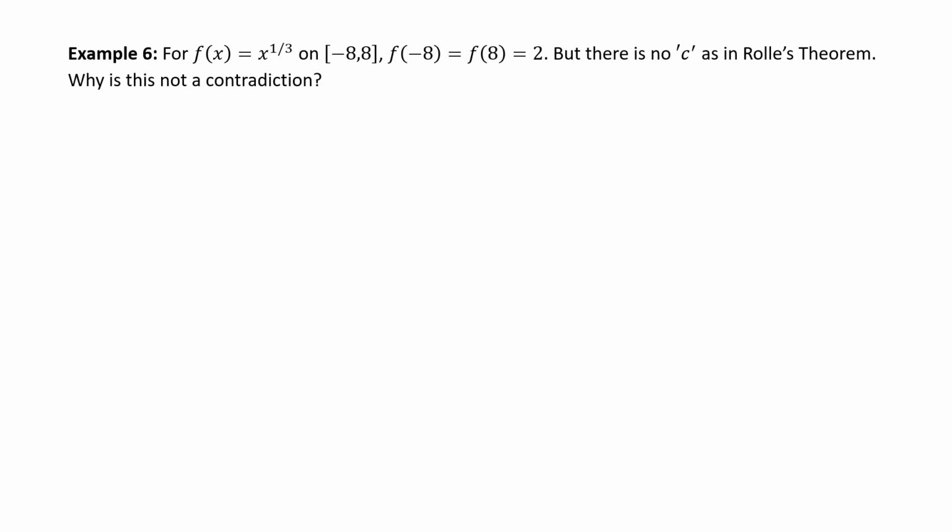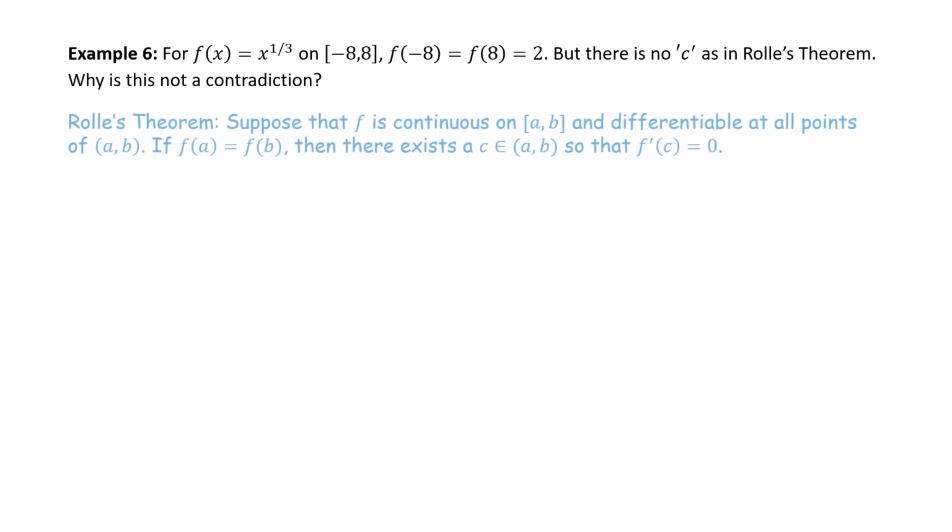Example, for f of x equals x to the power of 1/3 on the closed interval from -8 to +8, f of -8 equals f of 8, and they both equal 2. But there is no c as in Rolle's theorem. Why is this not a contradiction? Let's examine what Rolle's theorem states.